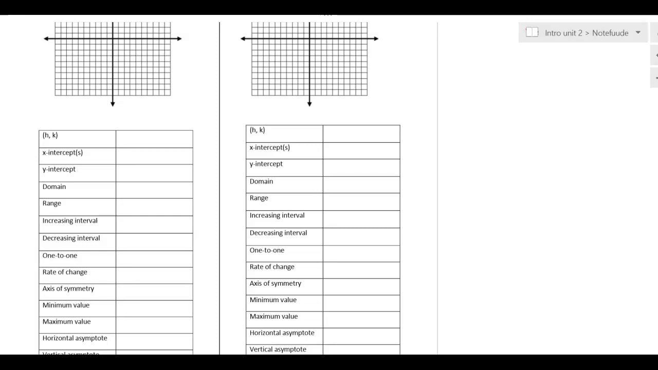Okay. Graphing. And then we are going to find intercepts and talk about domain and range. Okay? That's going to be our goal.